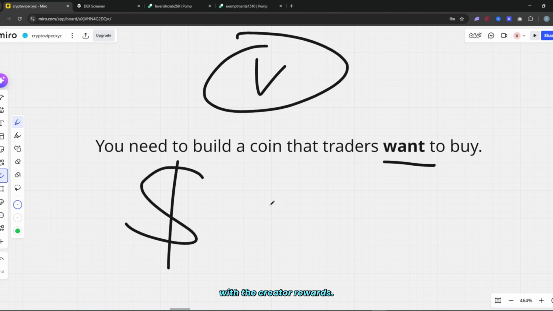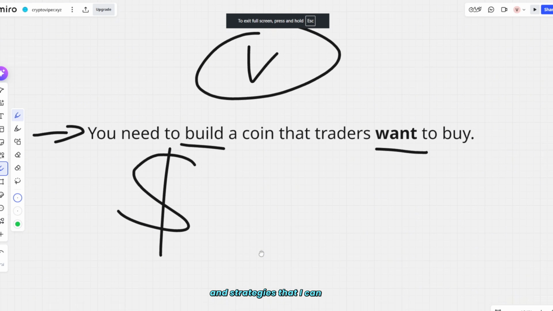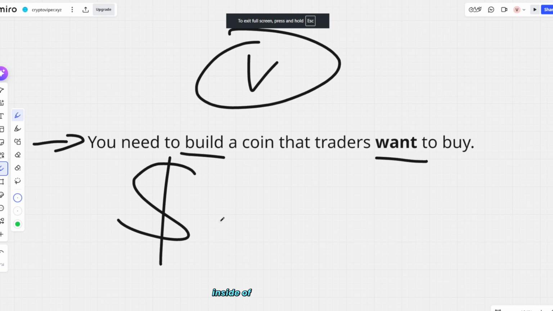And every single time they buy your coin and eventually sell it, you're making money from them with the creator rewards. If you know how to build a coin that traders want to buy, you will be rich. I am rich from this, a bunch of my friends who are developers are rich from this, and hopefully you will get rich from this. Developing meme coins is summarized by this one single sentence: build a coin that traders want to buy. There are a bunch of different methods and strategies that I dive into inside the Viper Blueprint.